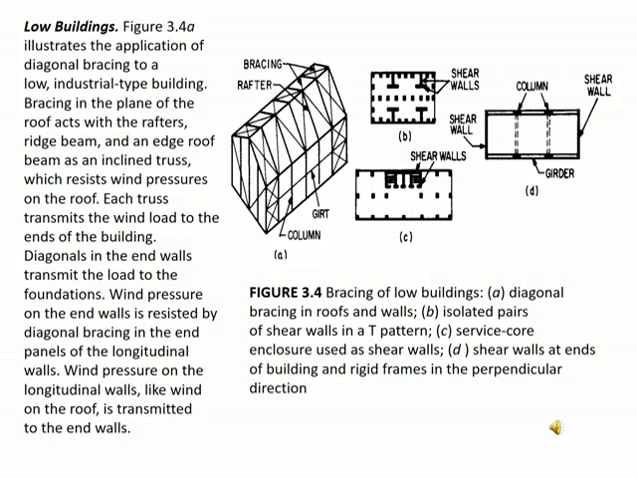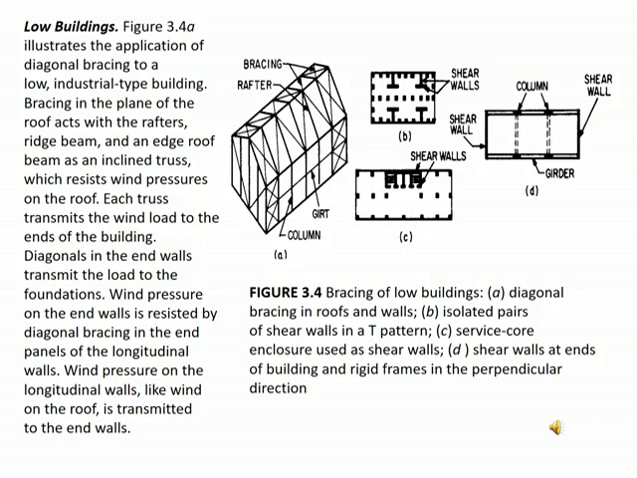So firstly you have to construct the low building. Low buildings use diagonal bracing. Firstly we construct all the diagonal bracing, joining together the rafters, and the bracing in the plane of the roof, as the rafter, ridge beam, and the edge of roof beam act as an inclined truss, resists the wind pressure on the roof. So by using the rafter and brace it can resist the wind pressure. Each truss transmits the wind load to the end of the building.